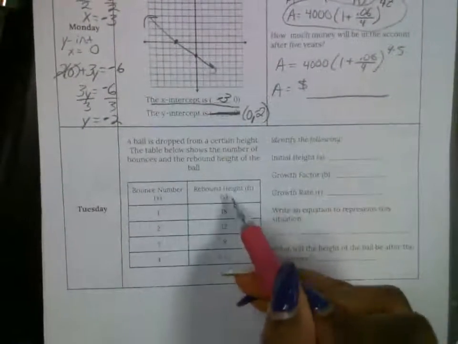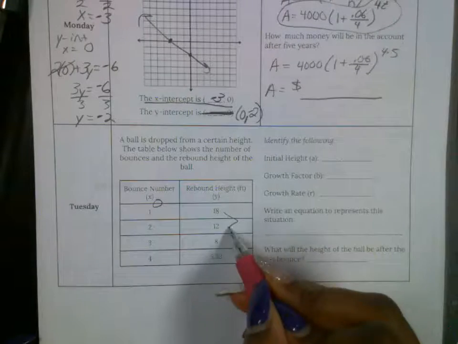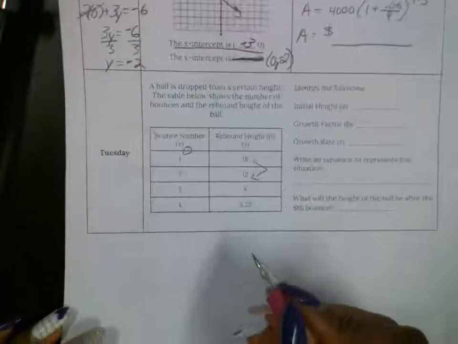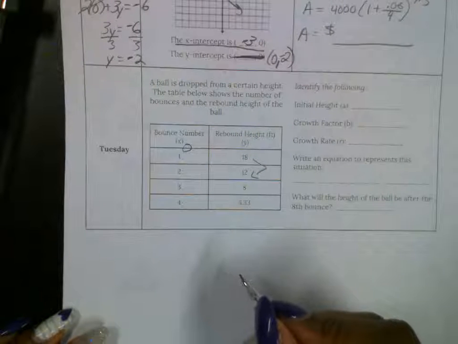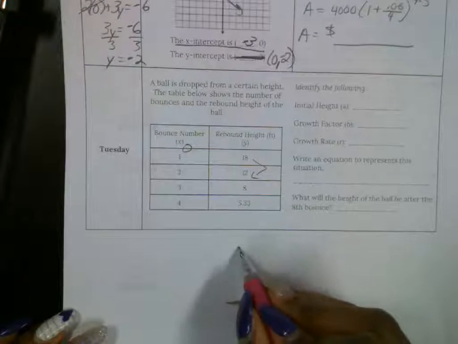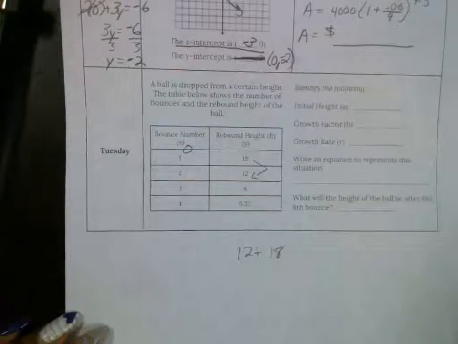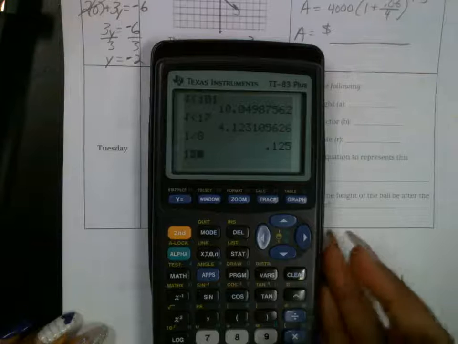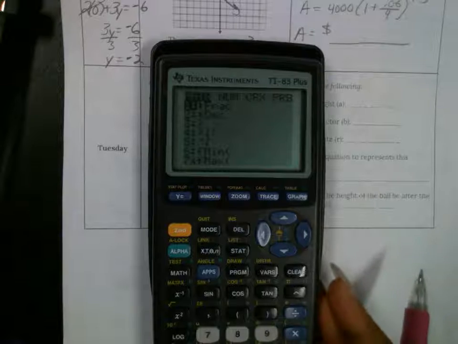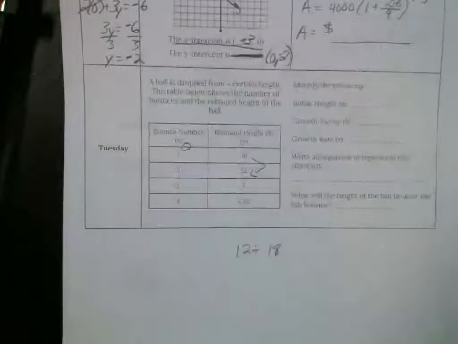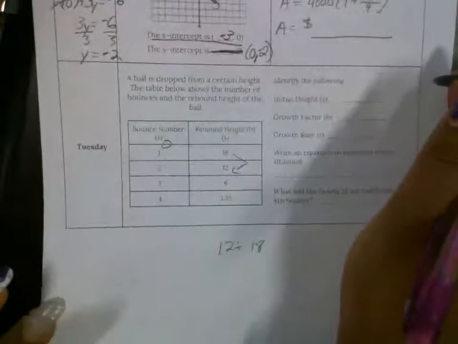All right. Warm up, you should already have the warm up completed. The initial height, that means you got to go back one to figure out what the zero number is. How do you get to the next number? What are you doing to get to the next number? Which is multiplying by what? Work backwards. You say 12 divided by 18 to work backwards. Math. Enter. It's 2/3. So you're multiplying by 2/3.